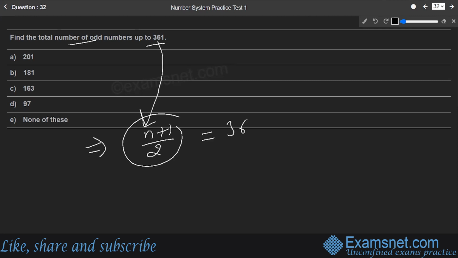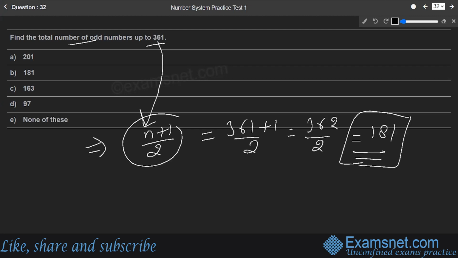So if you do this, 361 plus 1 by 2, you're going to get 362 by 2, that is nothing but 181. So obviously, how many odd numbers are there from 0 to 361? The answer is going to be 181, which is available in option number B, and it becomes the right answer for us.